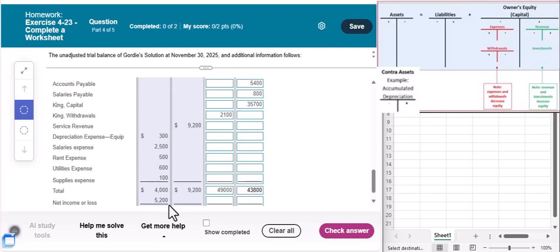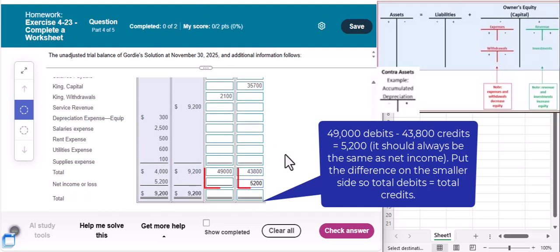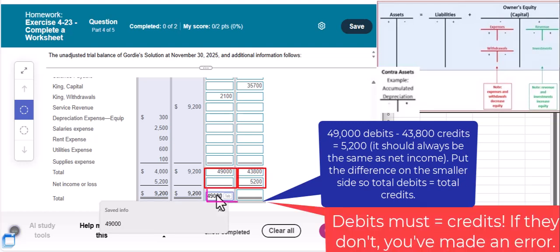And it should be the same amount as net income, because when we want these columns to balance, we want to put the 5,200 on the smaller side. Because we want our totals here to balance, it is going to be a debit balance of 49,000 and a credit balance of 49,000 on this side.